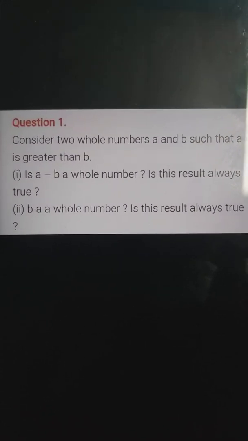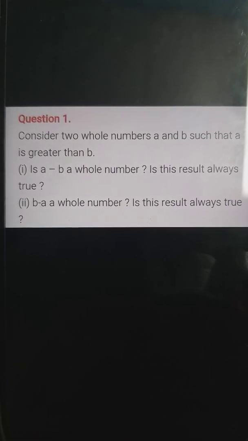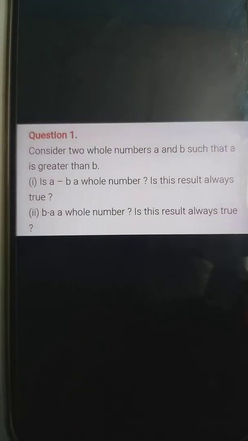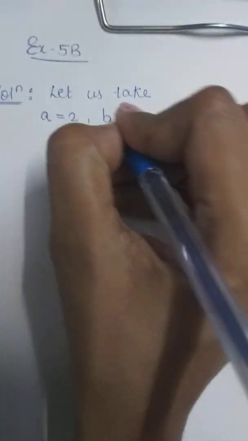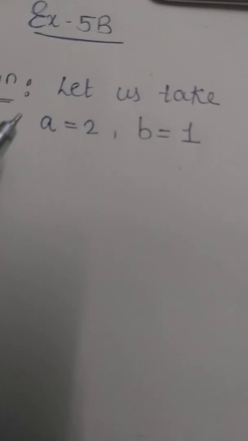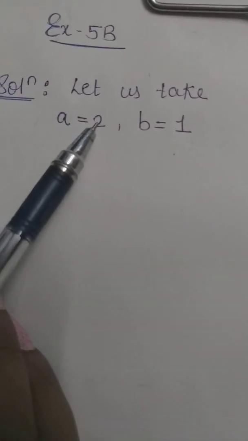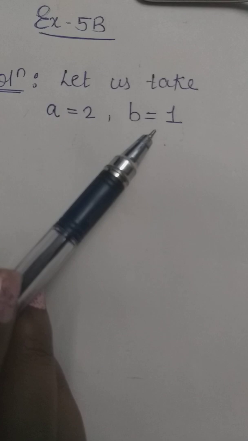And then, is b minus a a whole number? Is this result always true? So we have to prove that. So we'll take a number and start solving question number 1. Let us take a is equal to 2, and I repeat, a is equal to 2 and b is equal to 1. So we have to prove the condition.